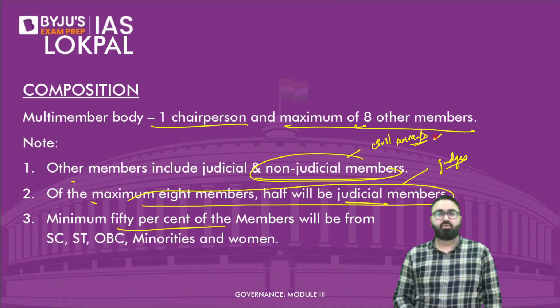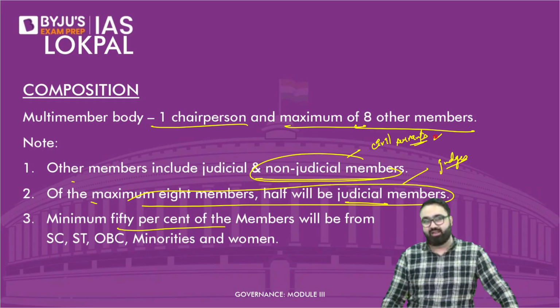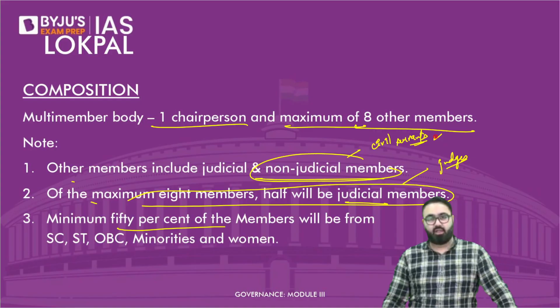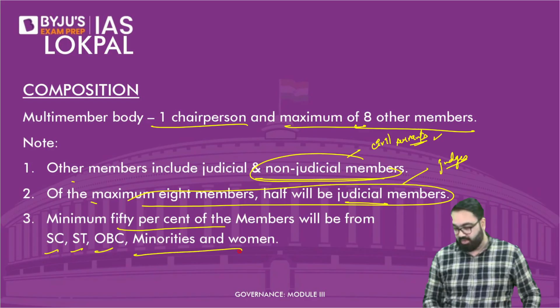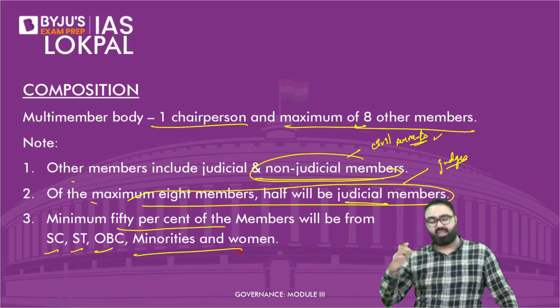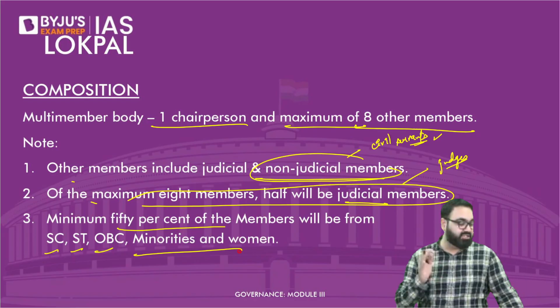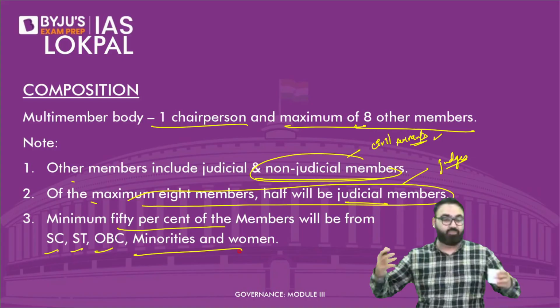Also, the law says out of the 8 members in total, including judicial and non-judicial, at least 4, at least half of the members have to be from SC, ST, OBC, minority or women. Who are these 4? Doesn't matter. They can be a mix of judicial, non-judicial, doesn't matter. But at least 4 of the total members should be from SC, ST, OBC, minority or women.